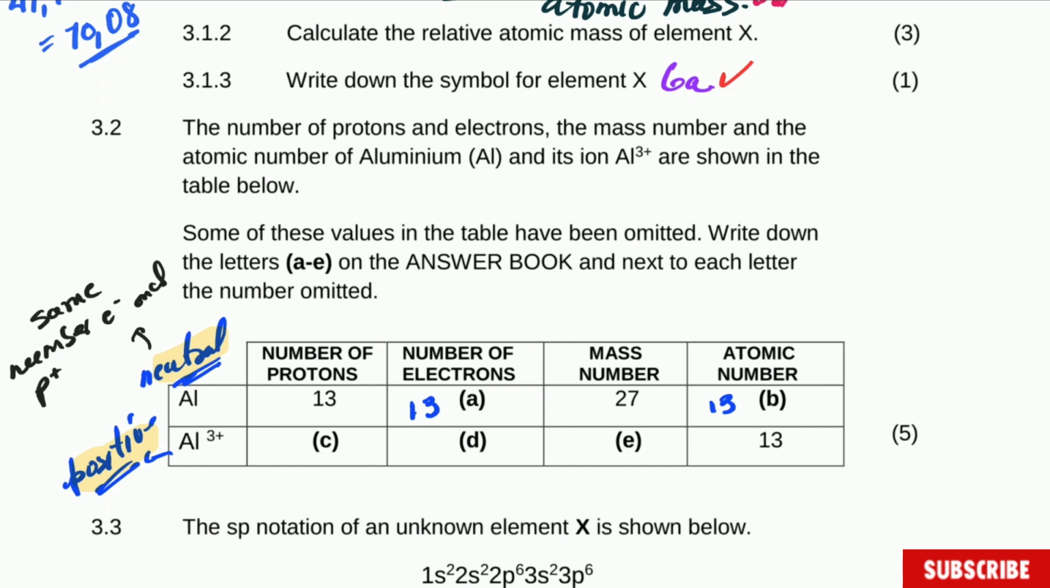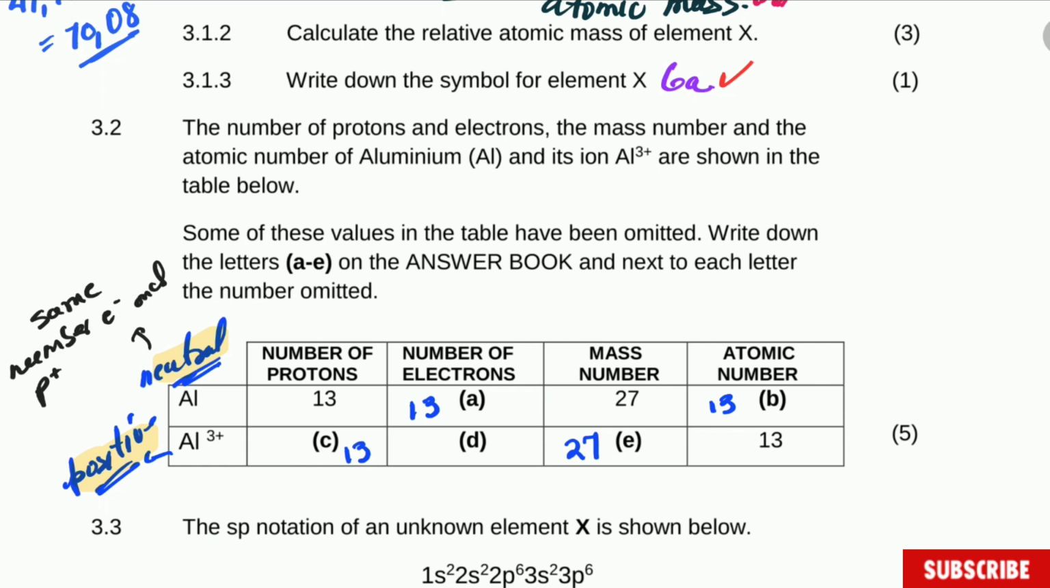Now for Al, the number of protons does not change. The number of protons cannot change here. So this one is also going to be 13. Even though it is an ion, the only thing that changes is the number of electrons. The mass number doesn't change either. If it was 27 at the beginning, it's also going to be 27 here.